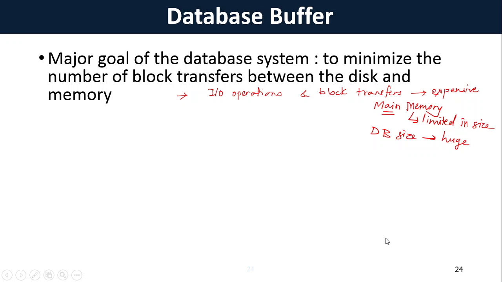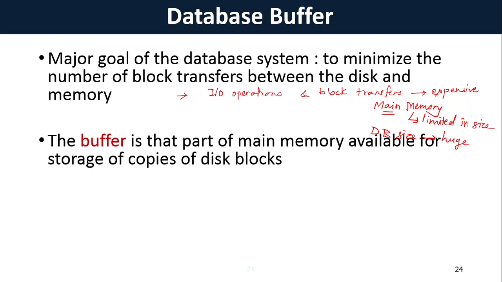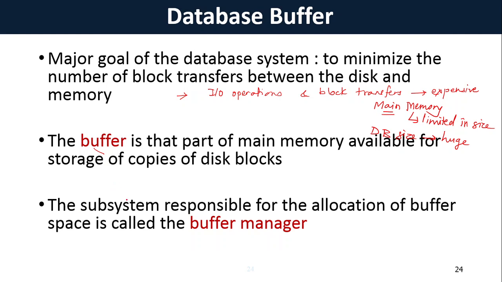As I stated, since it is not possible to keep all blocks in main memory, we need to manage the allocation of the space available in main memory for storage of blocks. The buffer is that part of main memory available for storage of copies of disk blocks. Let me repeat once again: the buffer is that part of main memory which is available for storing copies of disk blocks. There is always a copy kept on disk of every block, but the copy on disk may be a version of the block older than the version in the buffer. The subsystem responsible for the allocation of buffer space is called the buffer manager.